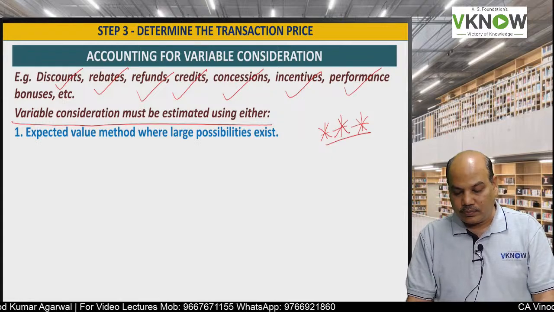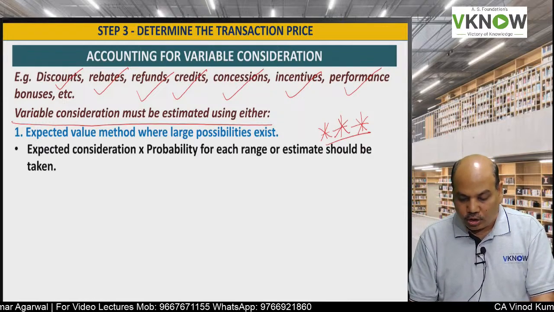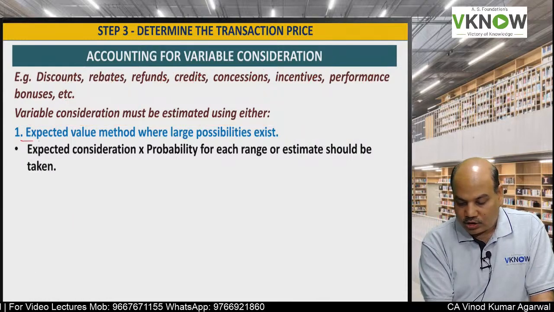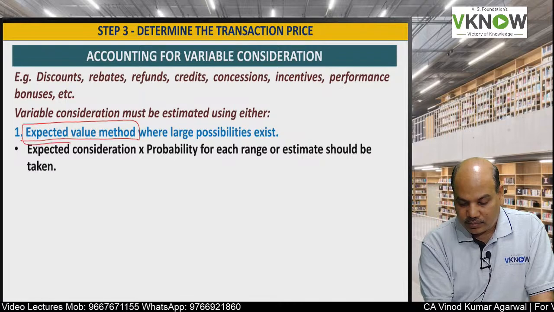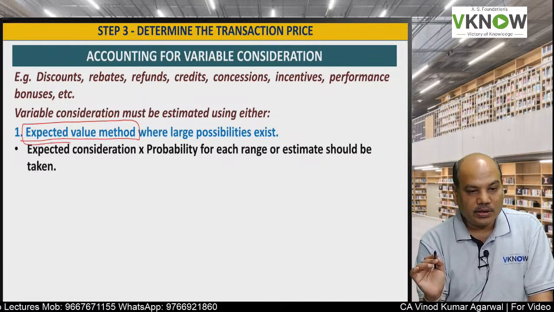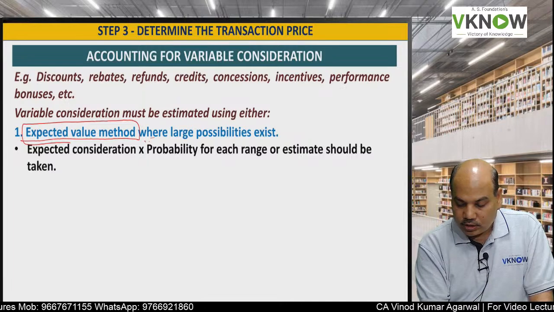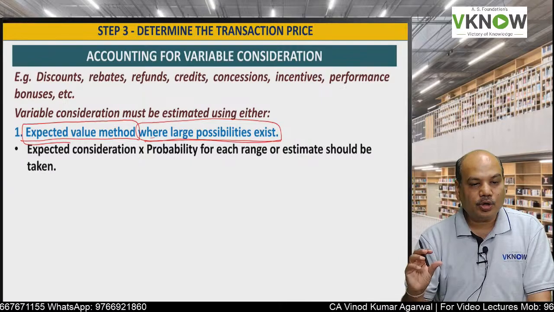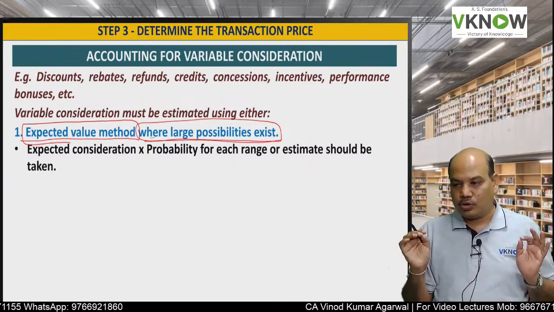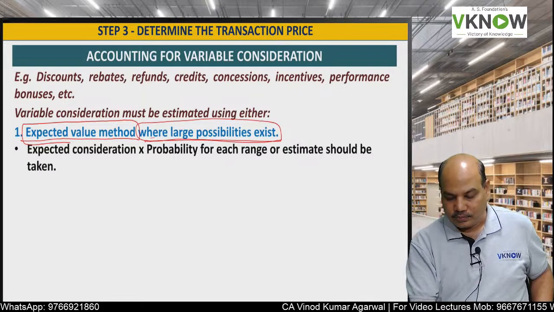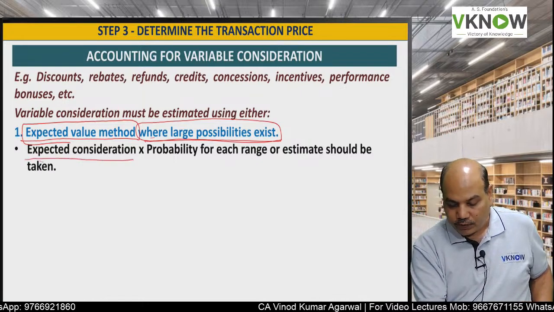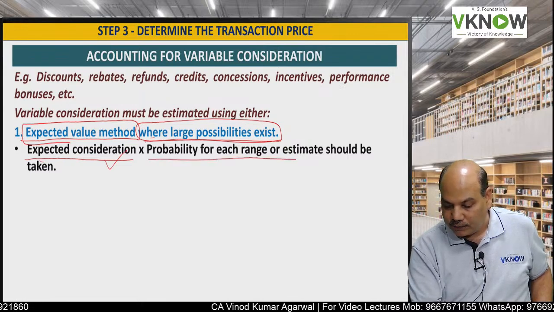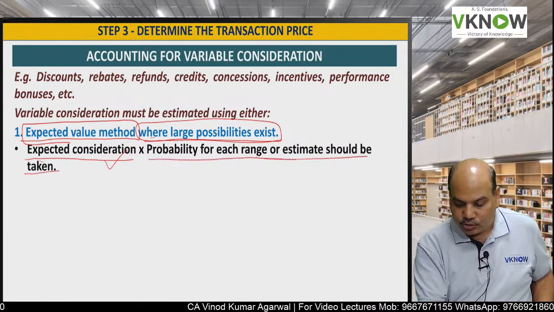There are two ways to record the variable consideration. One is called the expected value method, EVM. The expected value method will be used when there is a large number of possibilities. When the number of possibilities is high, use the expected value method. Here the formula is expected consideration into probability, and each range or estimate should be given.